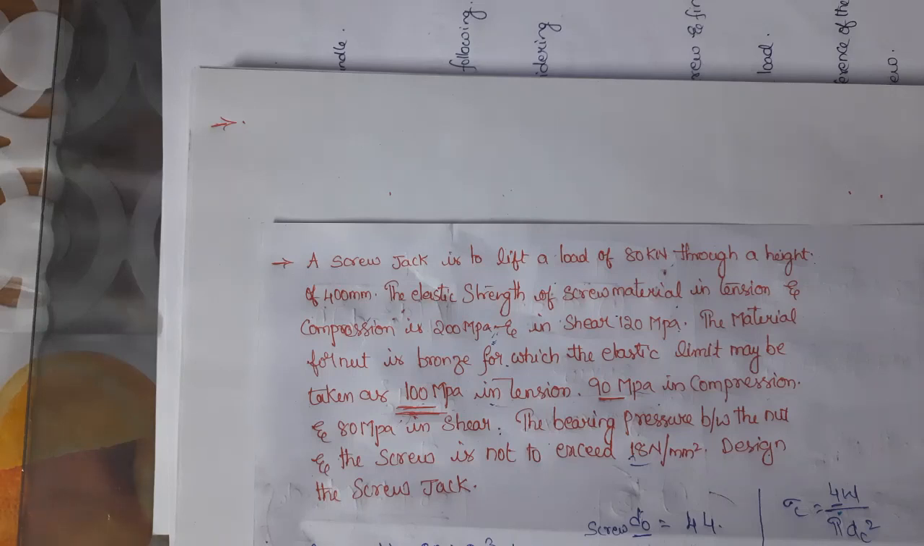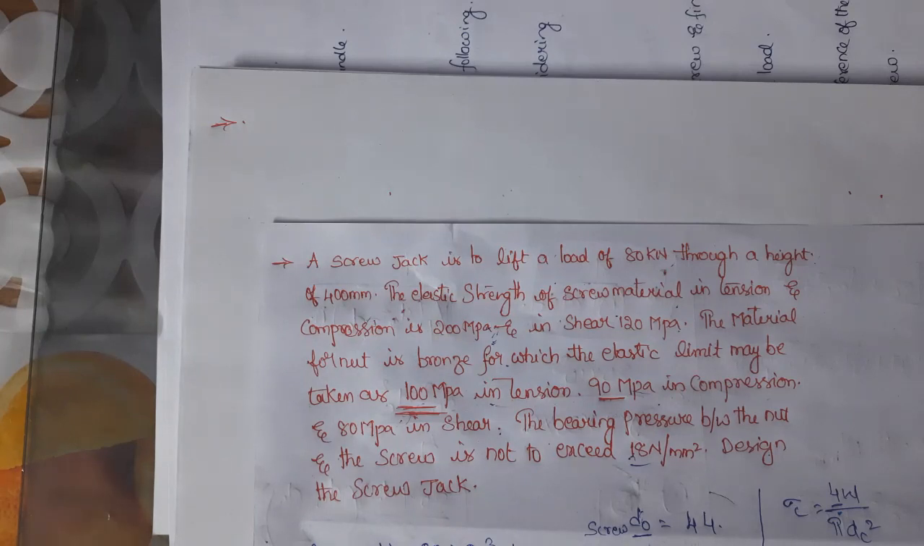The material for nut is bronze, for which the elastic limit may be taken as 100 megapascals in tension and 90 megapascals in compression and 80 megapascals in shear. The bearing pressure between the nut and the screw is not to exceed 18 Newton per mm square. Design the screw jack. So here is the question that we got.